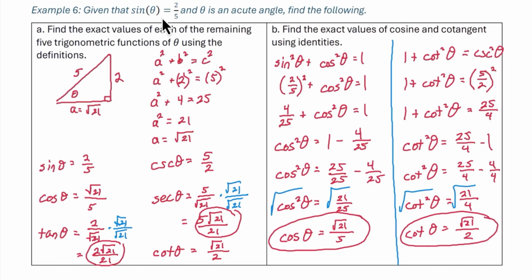And recognize that the values we found here, cosine theta, is the same as what we have here for cosine theta. And cotangent theta, this value, is the same thing that we had over here for cotangent theta. We just found them using a slightly different technique.